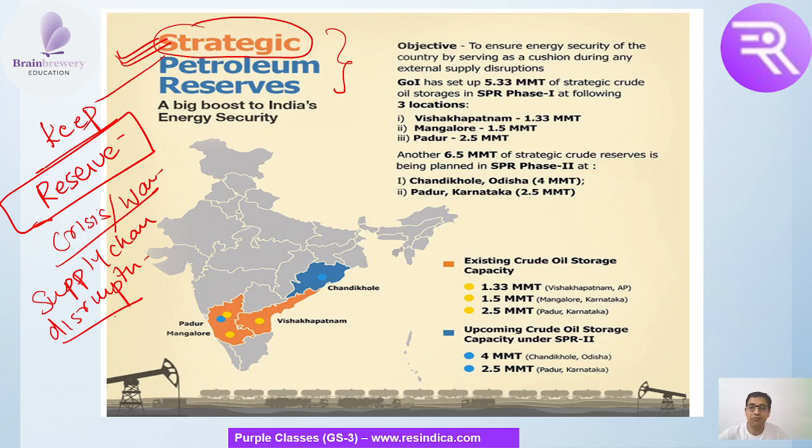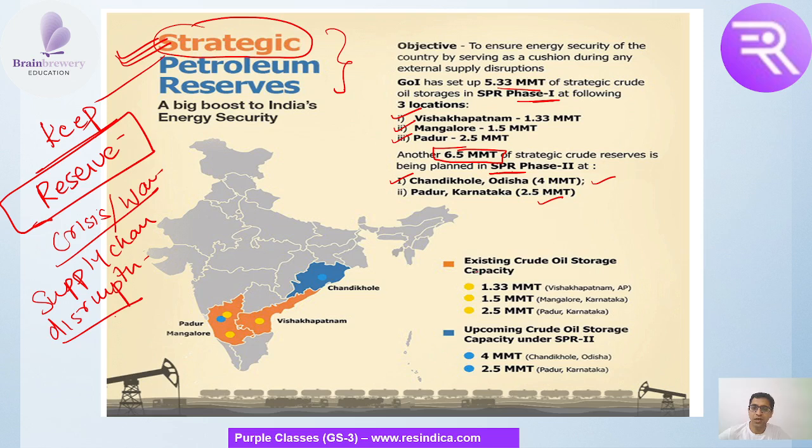In India we have four to five places where we have developed these reserves in rock caverns. We have dug into the rocks and created a kind of storage facility at those places. At various places there is 5.33 million metric ton of storage. Phase 1 is in Vishakhapatnam, then Mangaluru and Padur. In Vishakhapatnam 1.33 million metric ton, Mangaluru 1.5 million metric ton, and Padur 2.5 million metric ton. Then another 6.5 million metric ton reserve under the strategic petroleum reserve is Chandikhol in Odisha, which is 4 million metric ton, then Padur in Karnataka 2.5 million ton.